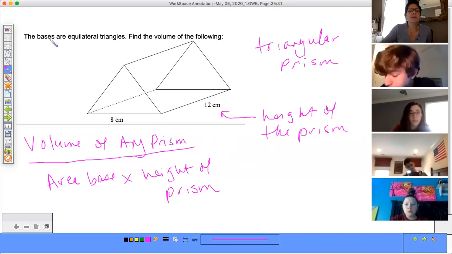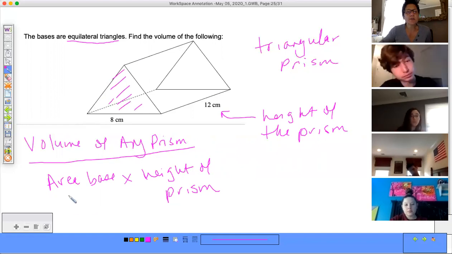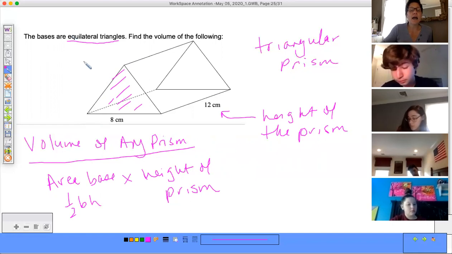Now it says the bases are equilateral triangles. So in other words, according to Lucas, we have to find the area of the base and then multiply it times the height of the prism. We all know that the base is an equilateral triangle, so it's going to be 1/2 base times height. Is everybody okay with that? Hello, is this thing on?